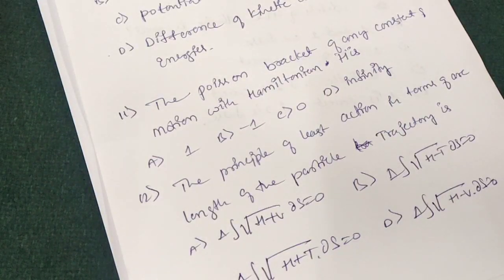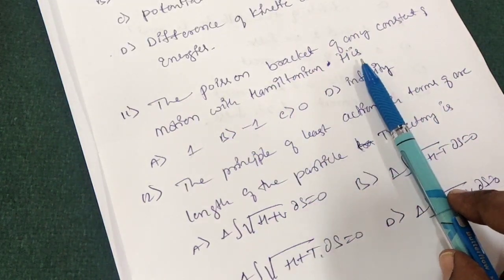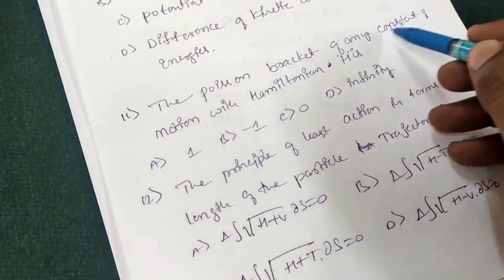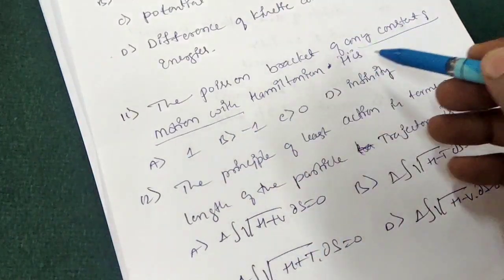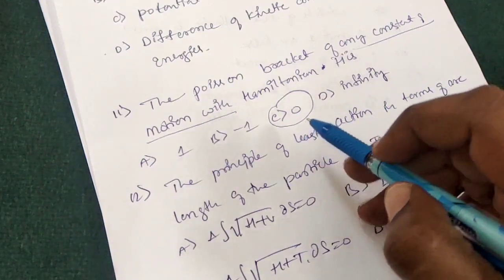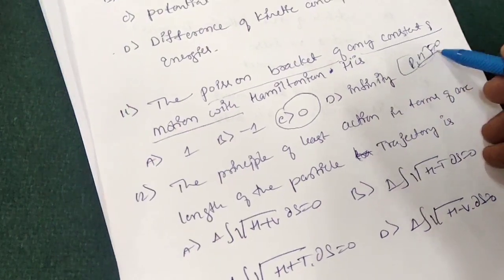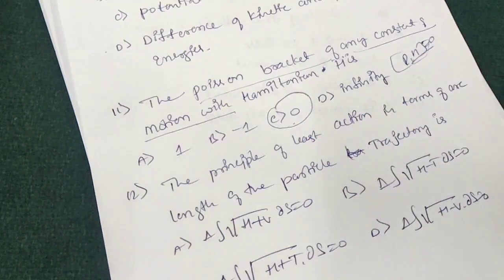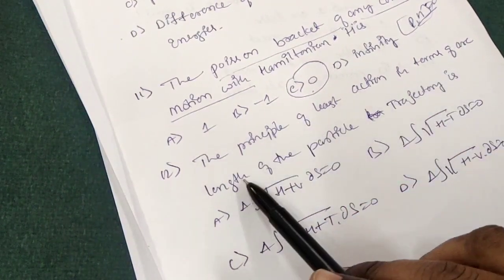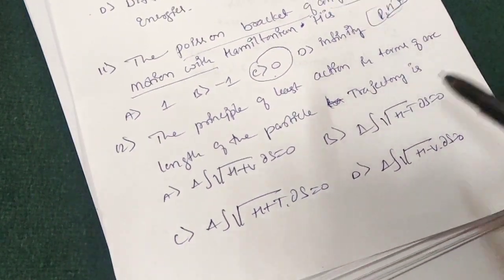Next question. The Poisson bracket of any constant of motion with the Hamiltonian H is 1, minus 1, 0, or infinity. Since the constant of motion is mentioned in the question, we can easily guess the answer. A function p is a constant of motion if the Poisson bracket of p with H is equal to 0. Next question. The principle of least action in terms of the arc length of the particle trajectory is... so we can easily guess from these four options.